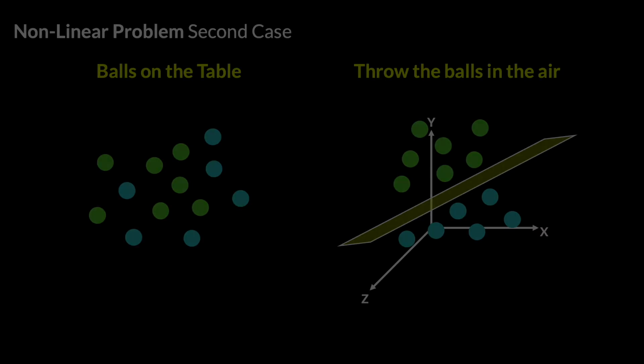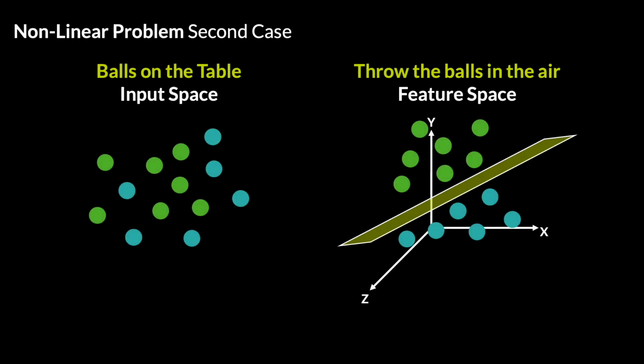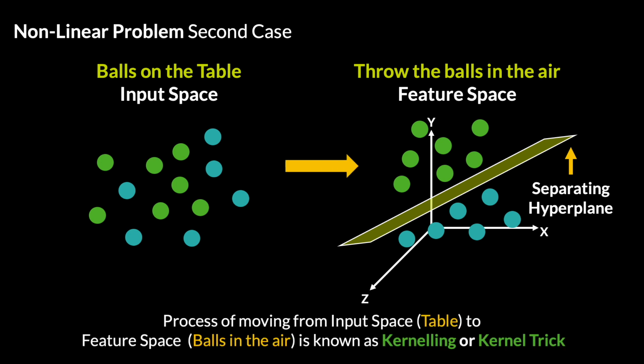In our second case, we have a non-linear problem. Here the balls on the table are known to be in something called the input space, and when we throw the balls in the air, it is known to be in the feature space. The plane shaded in yellow here is the separating hyperplane. The most important point is this process of moving from an input space to a feature space, which is moving the balls from the table to a higher dimension space, which is the balls in the air. This step is ideal to separate our data points and is known as kerneling or the kernel trick.